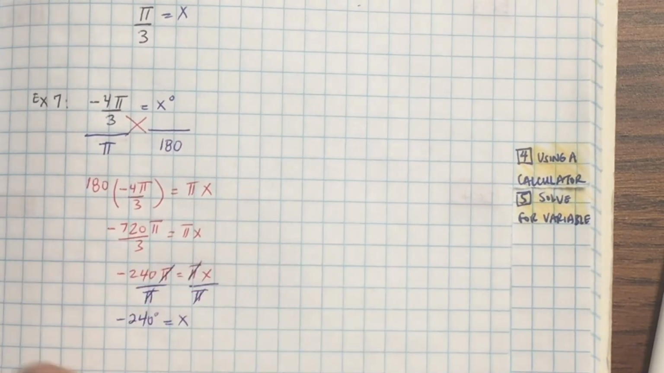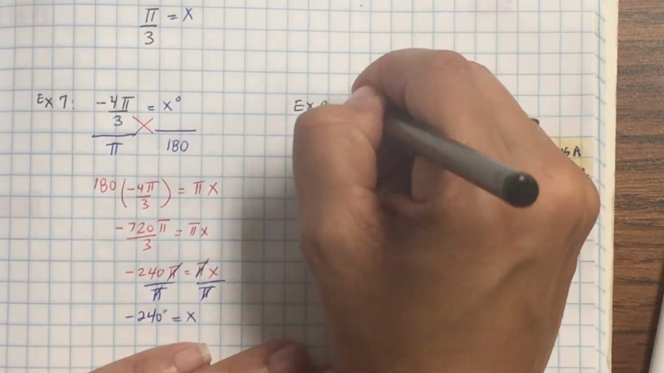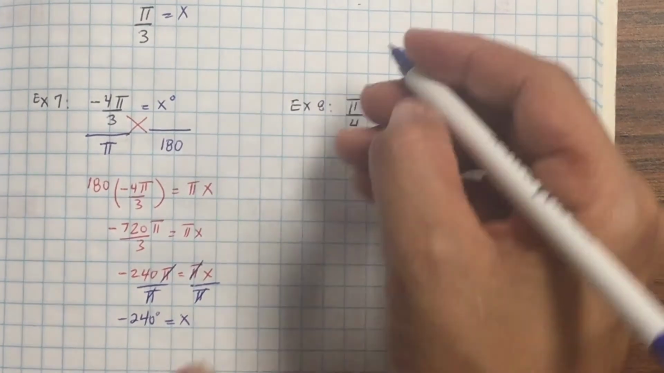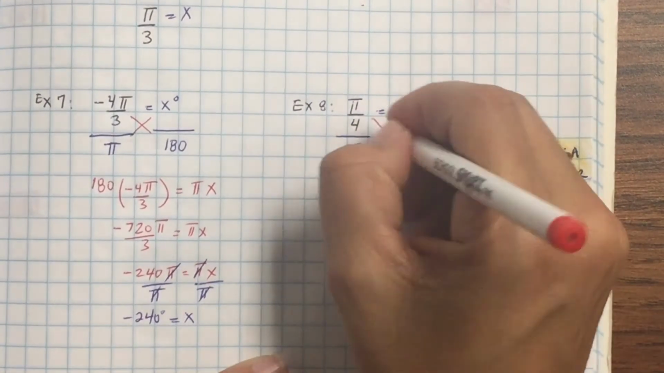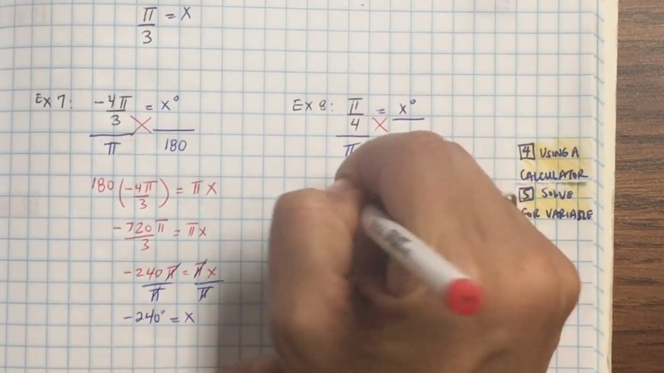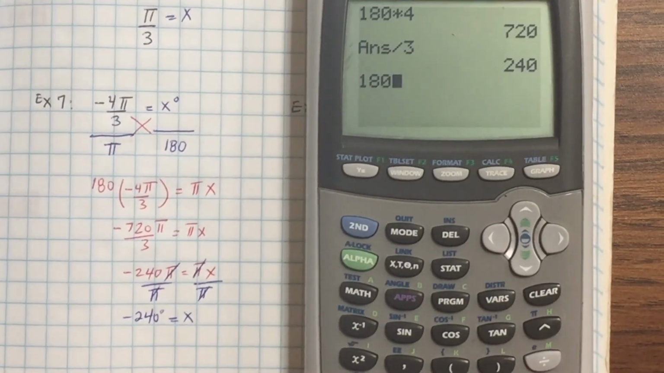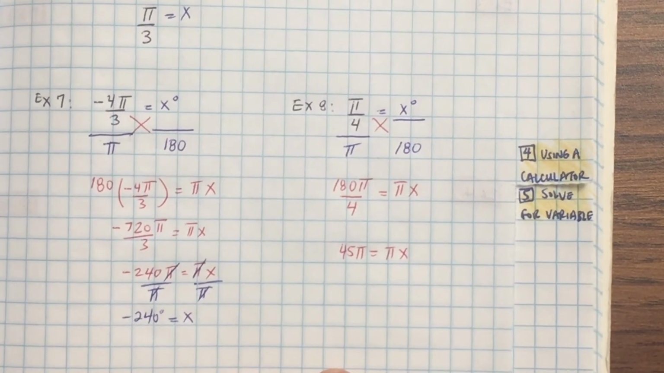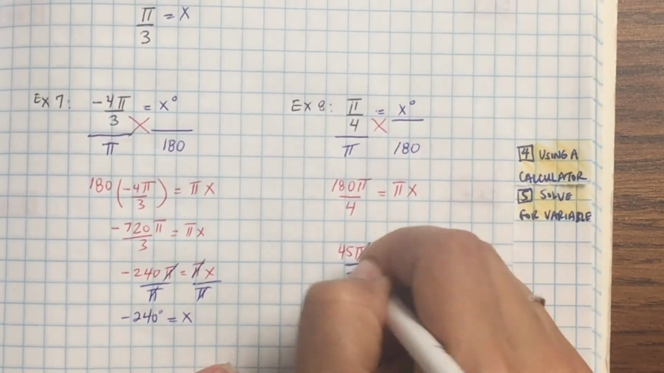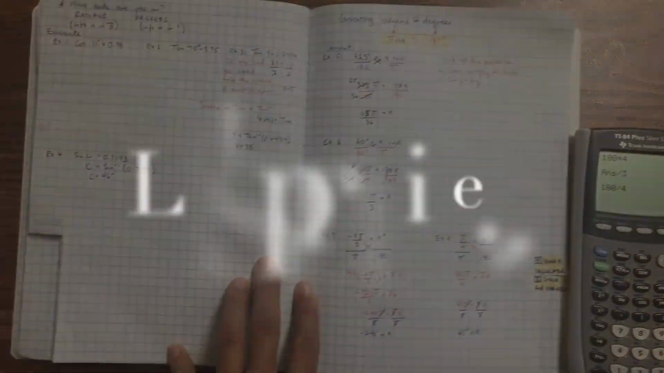Let's take a look at one last example. Again, radians into degrees. So let's say you had pi over 4 radians and you want to turn it into degrees. So pi over 4 equals x degrees, because I don't know how many degrees that is. And then degree with degree, radian with radian. 1 radian is 180 degrees. Cross multiply and divide. 180 times pi over 4 equals pi x. 180 divided by 4 is going to give me 45. So 45 pi equals pi x. Divide both sides by pi. The pi's cancel. So x is 45 degrees. So pi over 4 radians is 45 degrees. That's it.